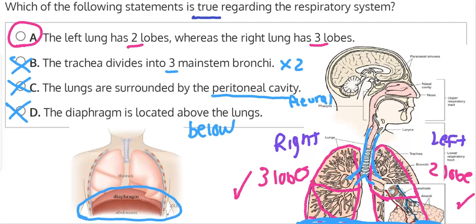So option A is still the only correct choice here because the left lung has 2 lobes and the right lung has 3 lobes. This statement is correct.